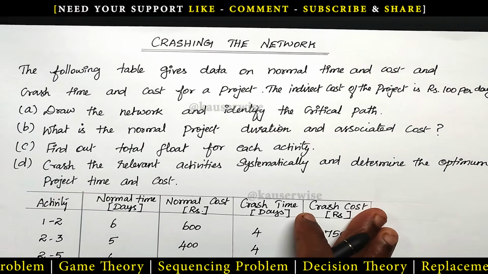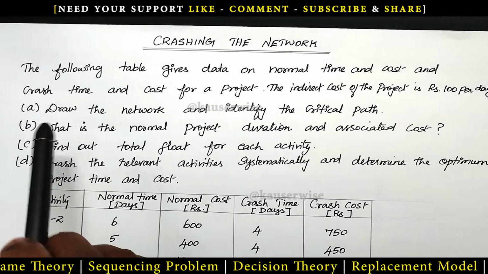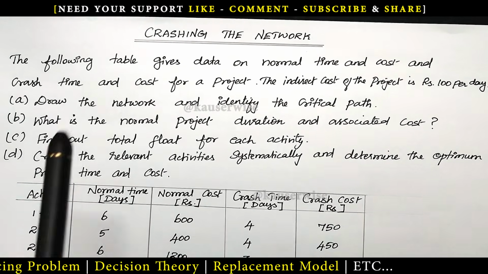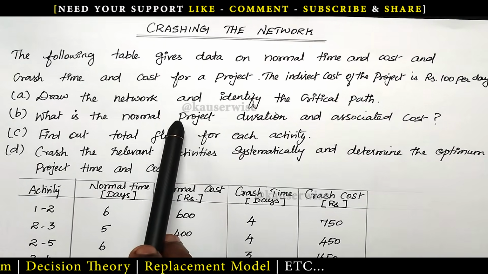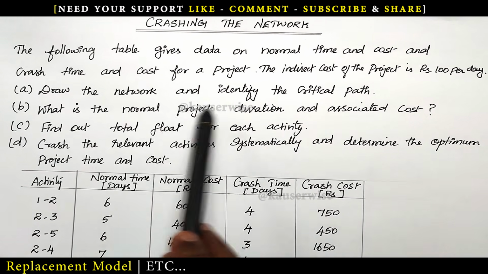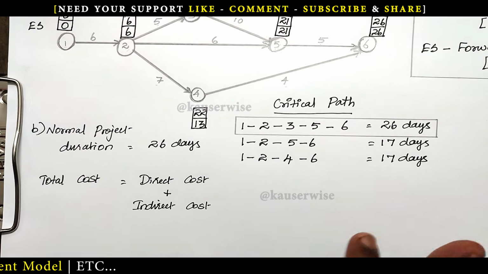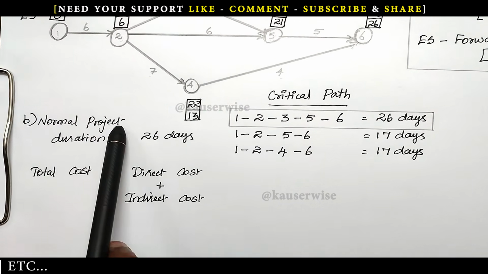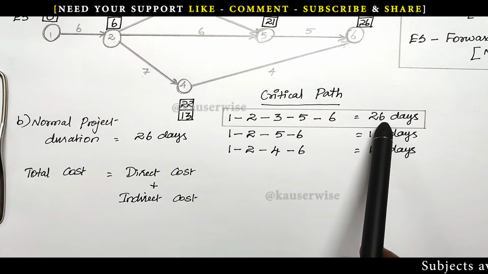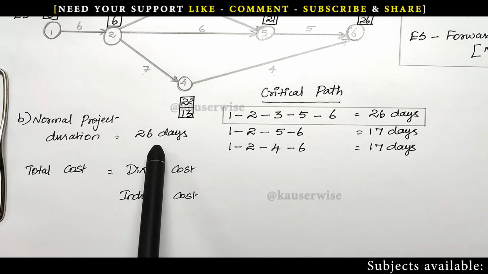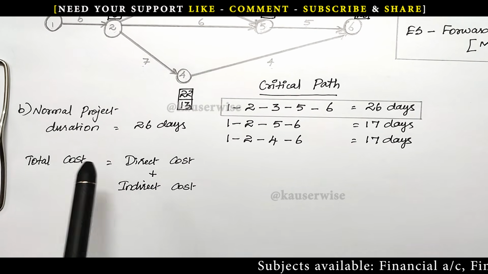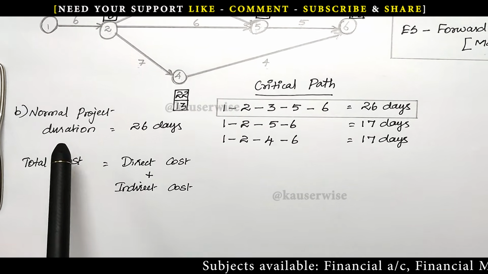See the problem. We have done the first part, that is, we have drawn the network and identified the critical path. What is the second one? What is the normal project duration and associated cost? Now let's see the calculation. The next one is normal project duration. What is the critical path duration? 26 days. So that is the normal project completion time, 26 days. And the second one is the associated cost for the normal project completion time.